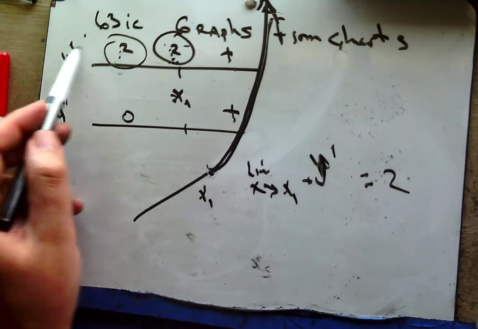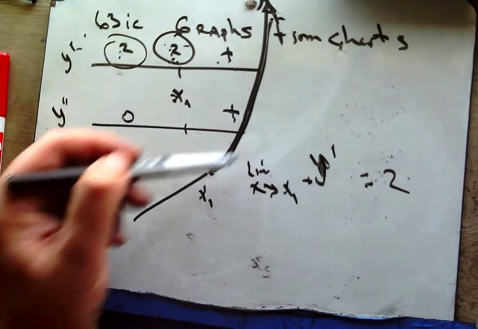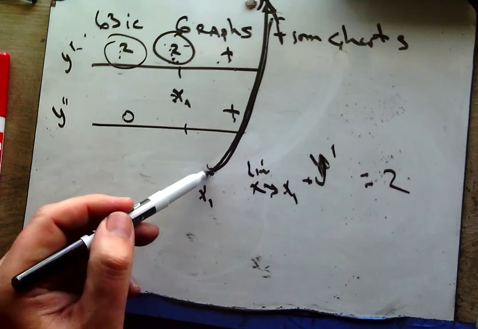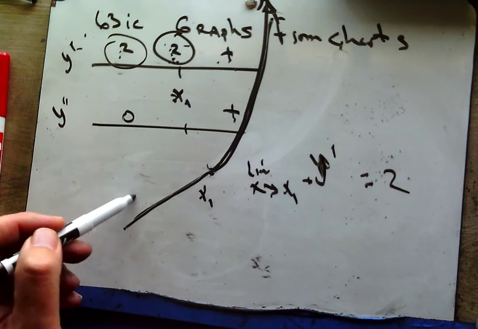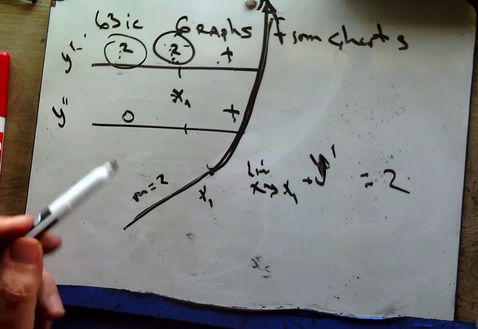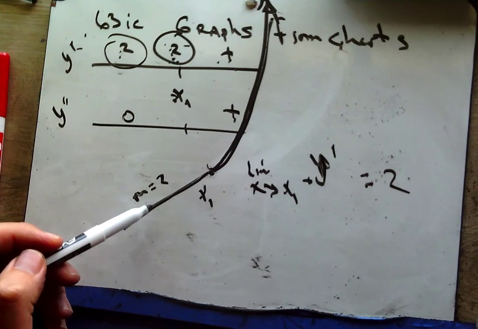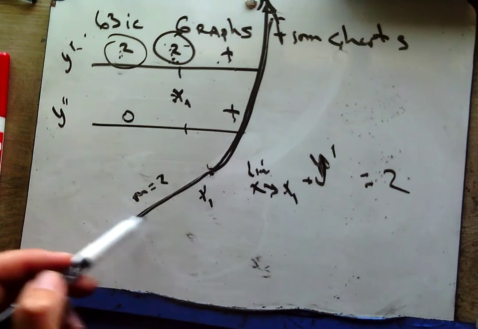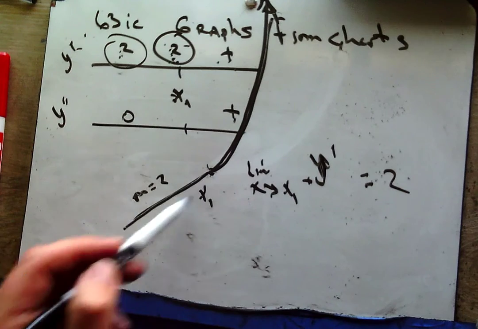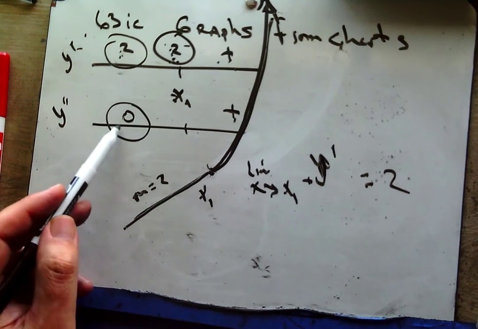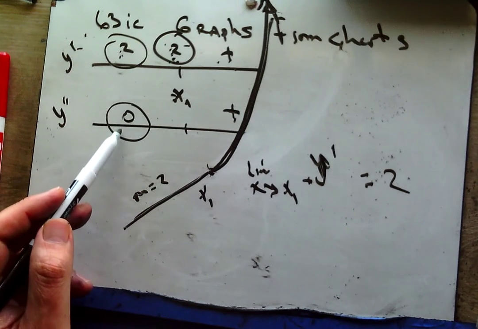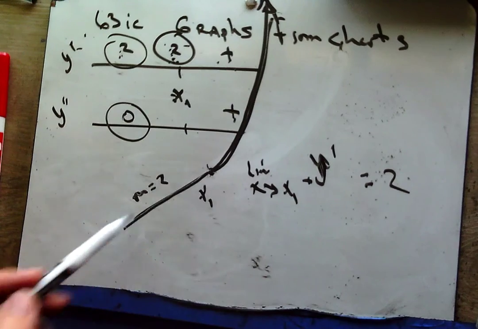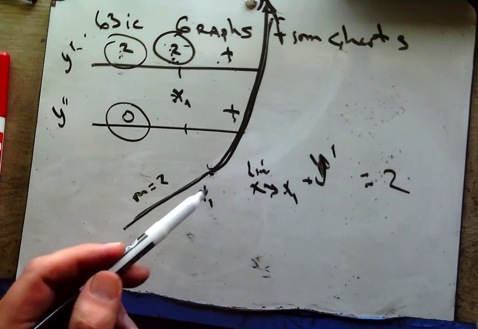Okay? Y prime is positive? Sure, look at all that increasing. Here, y has a constant slope of 2, therefore y prime is 2. Because y prime is 2, the derivative of 2 is 0, so I don't have any concave up or concave down on this interval. No, that's not concave up, nor is it concave down.